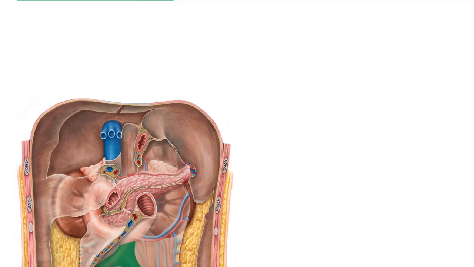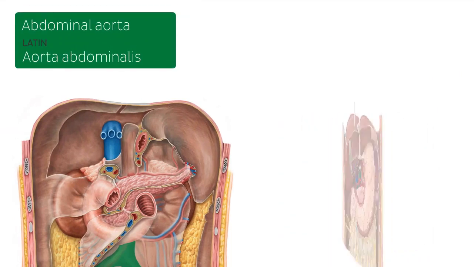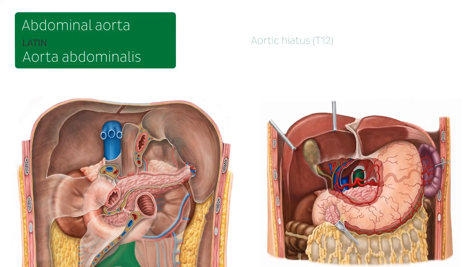Another structure which passes through the diaphragm is the aorta. It passes through the aortic hiatus at the level of thoracic vertebra 12, which is shown here on the right image. Once the aorta passes through the diaphragm, it's known as the abdominal aorta, which we can see highlighted on the left image. So here we can see the abdominal aorta, which is about to divide into the right and left common iliac arteries at the level of L4.